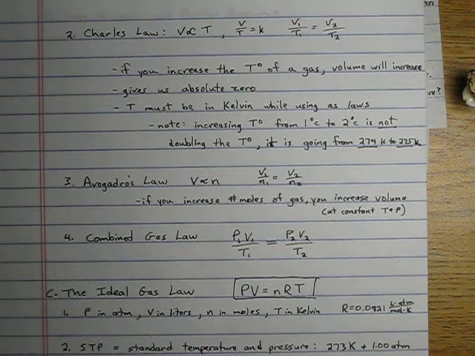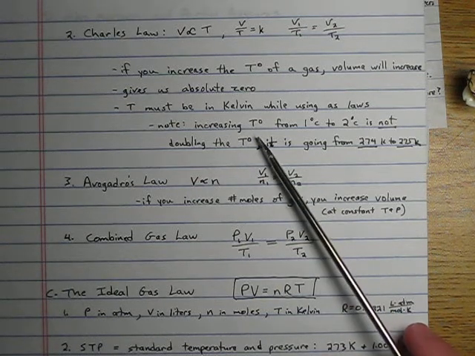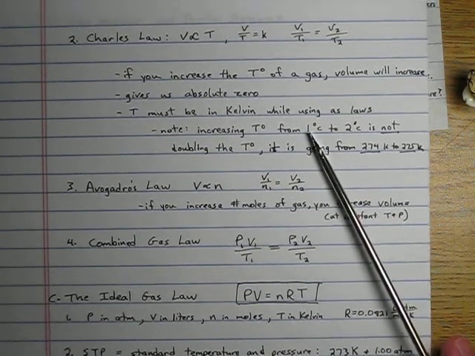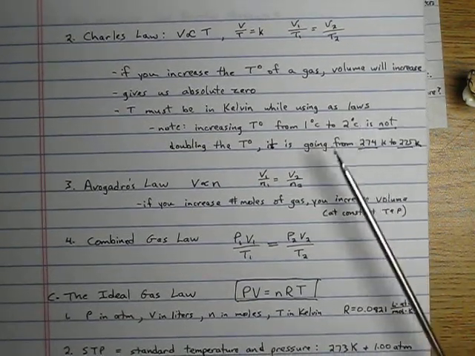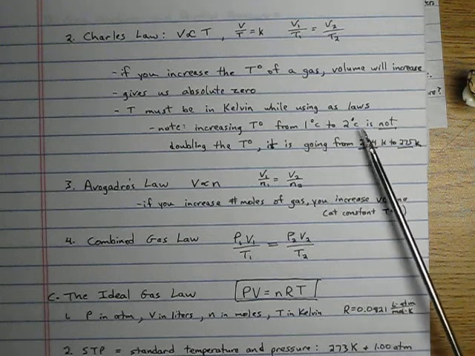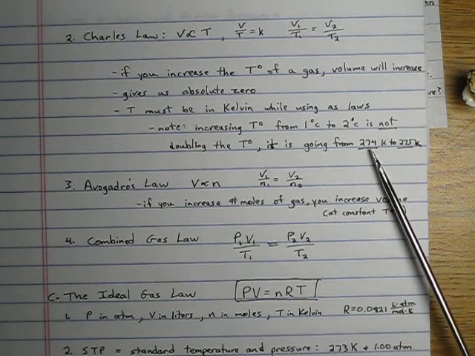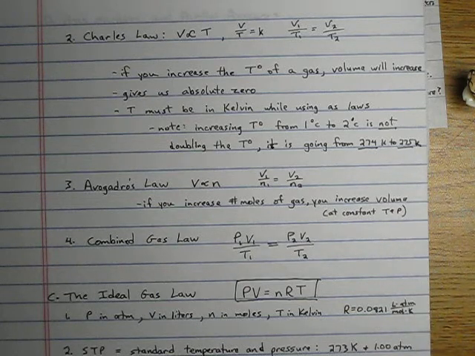And note, it's also important because if you're using the Celsius scale and you raise the temperature from 1 degree Celsius to 2 degrees Celsius, did you double the temperature? You went from 1 to 2, is that doubling the temperature? Absolutely not. You have to put it in the Kelvin scale. That's going from 274 to 275. That's just a small increase in temperature.